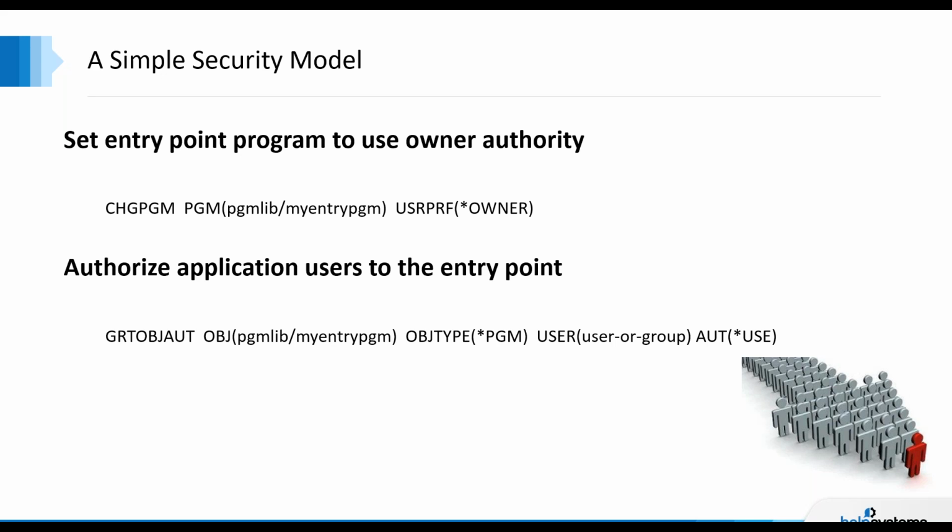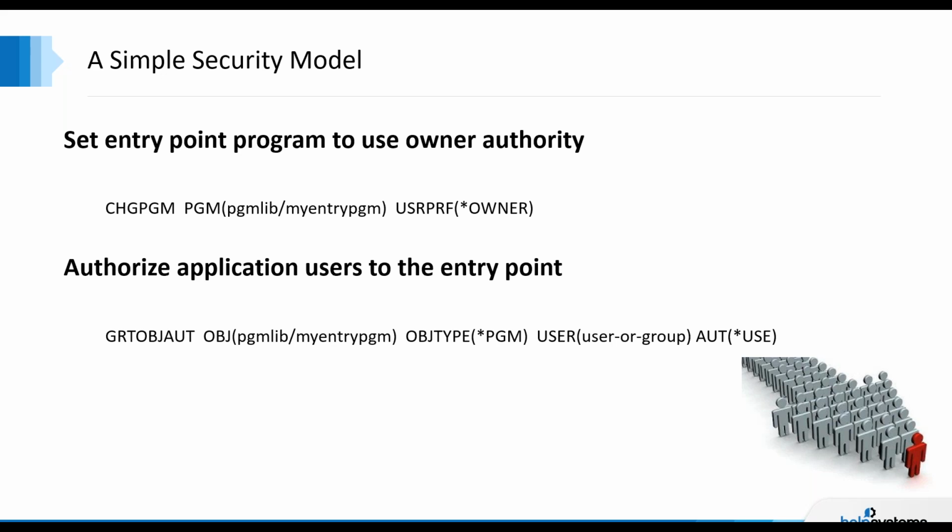But that's where we're going to do it now. So let's assume that there is a single program that starts this application, gets me either to the main menu or to the primary application object. And I'm going to change that program so that it has a designation of user profile star owner. So who is this application owned by? It's app owner, remember? Everything. The files and the programs are all owned by app owner.